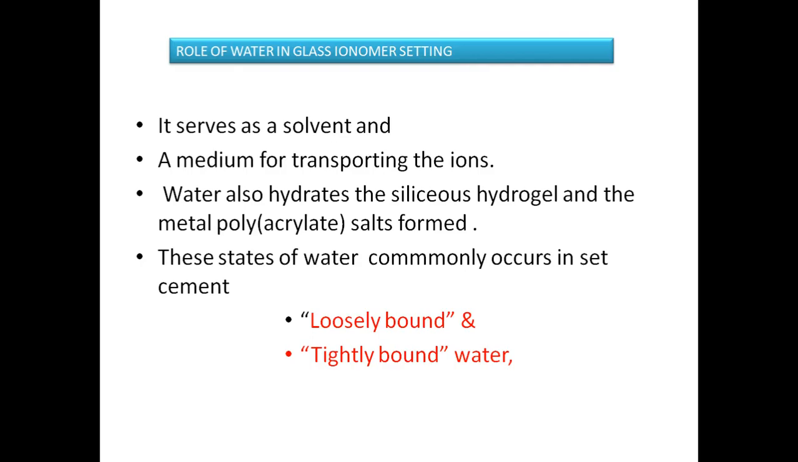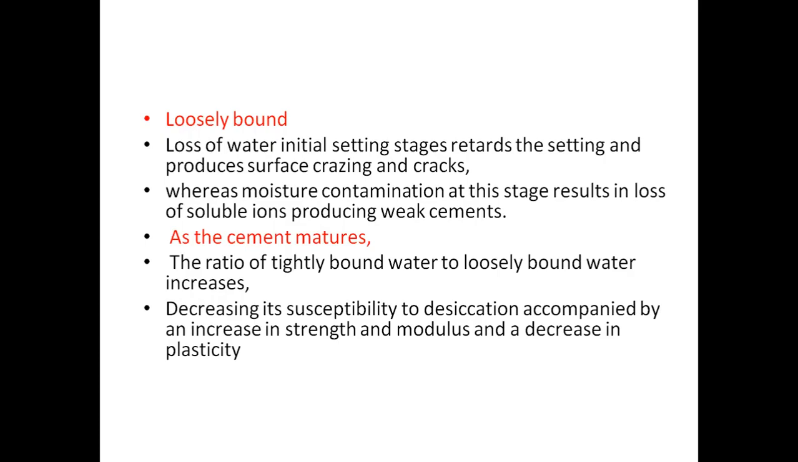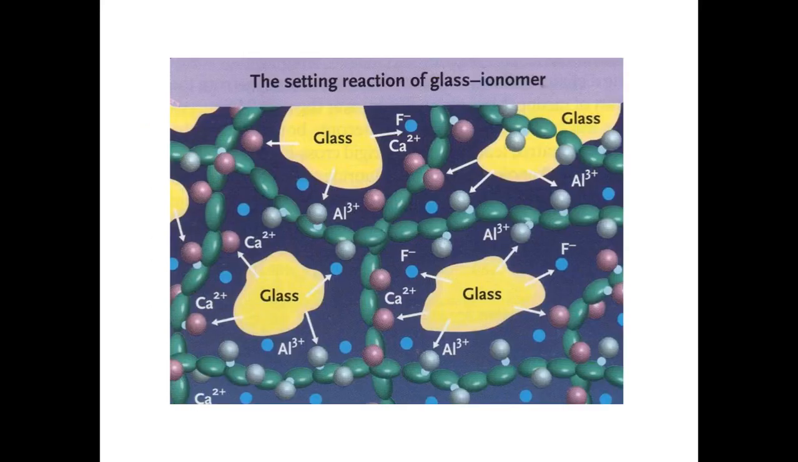The loss of loosely bound water will result in formation of crazing and cracks, which increases the white chalky areas in the set cement, whereas moisture contamination causes the loss of ions, leading to weak cement formation. As the cement matures, the ratio of the tightly bound to the loosely bound water increases, and there will be decreased susceptibility to loss of water.